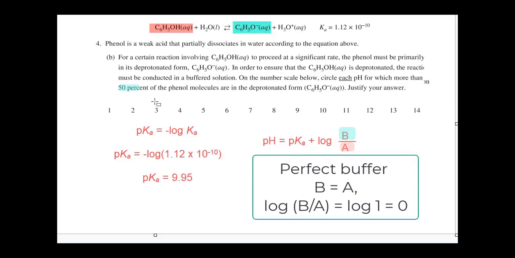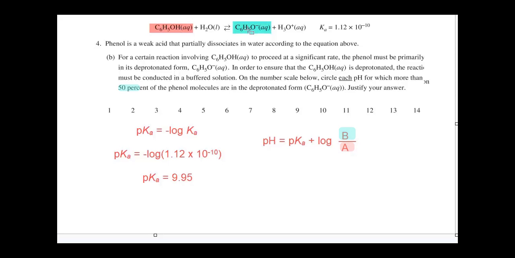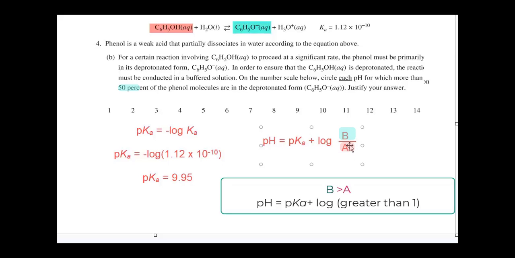You should remember that if you have a 50-50 mixture of the buffer, where you've got the same amount of acid and conjugate base, the pKa equals the pH. It's the perfect buffer. Now they're saying that they want even more base than acid. Well, if you do that, your log value is going to be greater than 0. And we're going to have a pH of the pKa plus some number. So our pH is going to be 10 at least. And if you add enough base and it's concentrated enough, you might even be able to get up to 14.